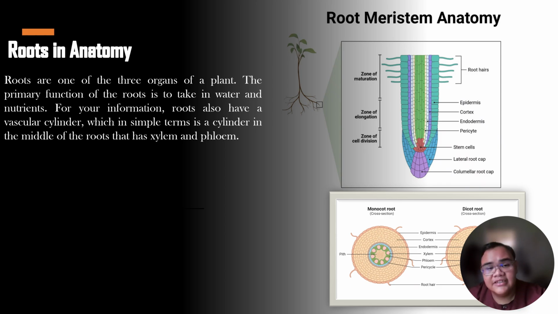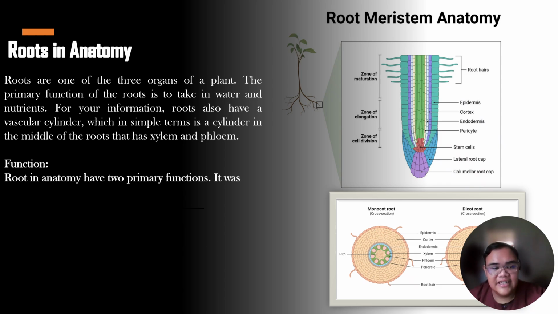For your information, roots also have the vascular cylinder, which in simple terms is the cylinder in the middle of the roots that has xylem and phloem. So, what is vascular cylinder? Vascular cylinder is the center core of the plant, containing the vascular tissues like xylem and phloem. They are responsible for transporting water, nutrients, and organic compounds throughout the plant.